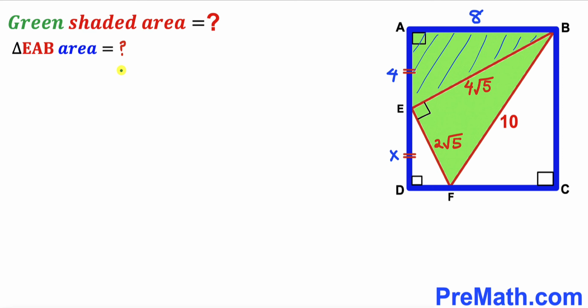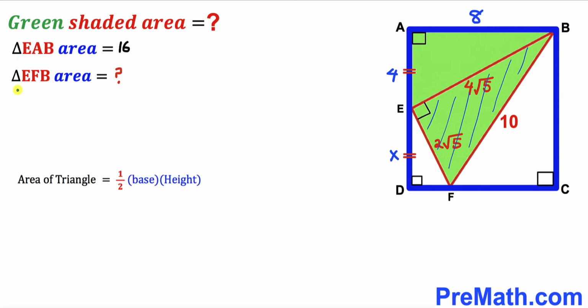And now we are going to calculate the area of the triangle EAB. Let's recall the area of a triangle formula. Area is always equal to a half times base times the height of the triangle. And in our case, our base is 8 and our height is 4. So therefore the triangle EAB area is going to be a half times 8 times 4. And if we multiply and simplify, that is going to give us simply 16. So thus the area of this triangle EAB turns out to be 16 square units.